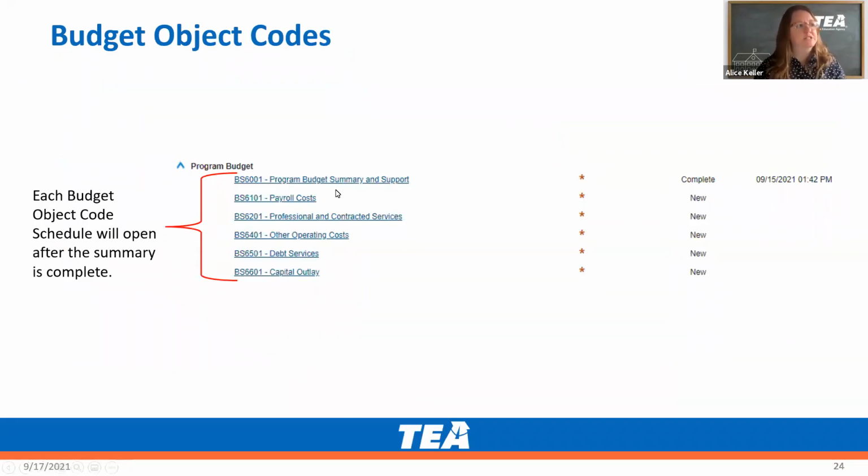Once you complete the program budget summary, the BS 6001, the rest of these will become accessible. The payroll costs BS 6101, professional and contracted services 6201, other operating costs 6401. Debt services, as I said, is not allowable, but we'll discuss that in a second. And then capital outlay at 6601. So you must complete the budget summary first before you're able to access these other budget object code schedules throughout the rest of the grant application.